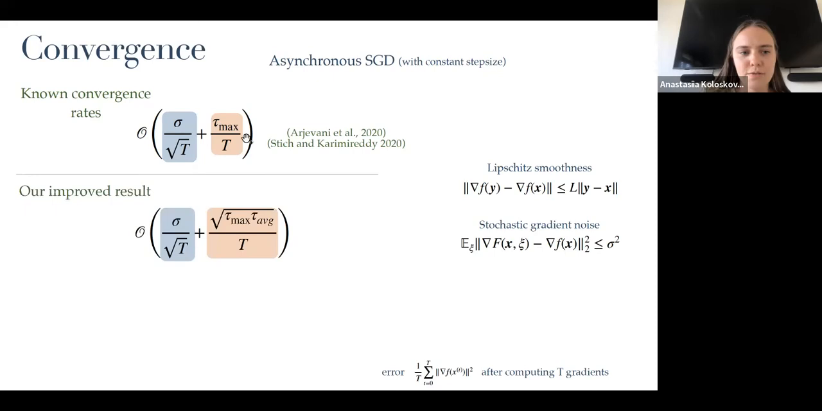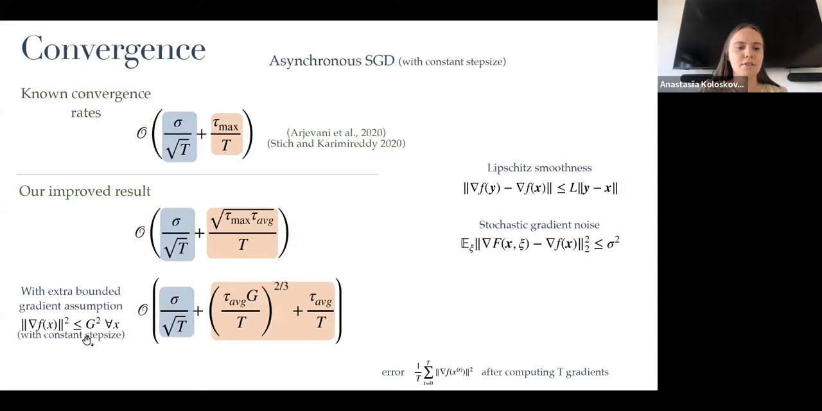So in this work, we actually improved this analysis without changing the algorithm at all. It uses a constant step size at every iteration. Instead of this maximum delay, we replaced it with the square root of the maximum times the average delay. Now if we make an extra assumption of bounded gradients, so the gradients are bounded at every point x, then we can completely remove this maximum delay. So we can have dependence only on the average delay here.